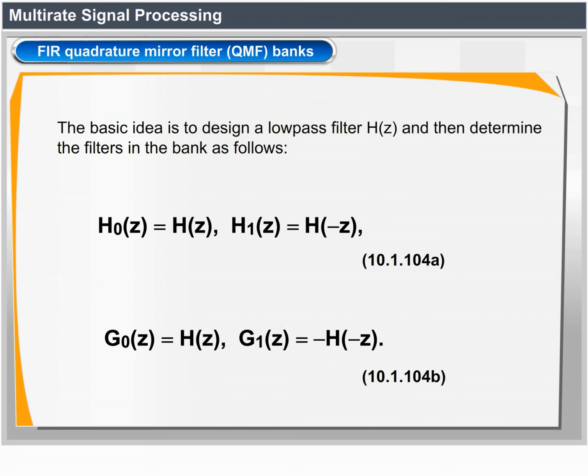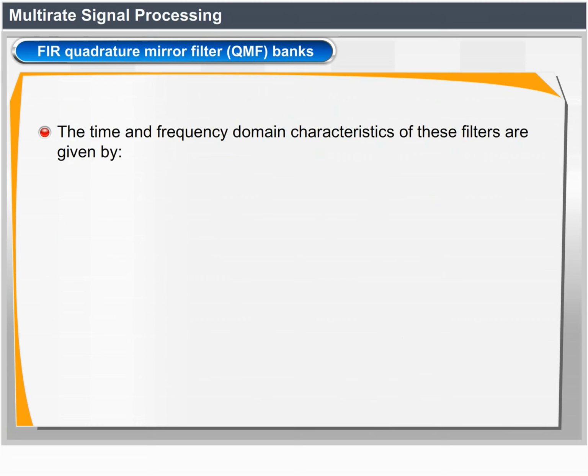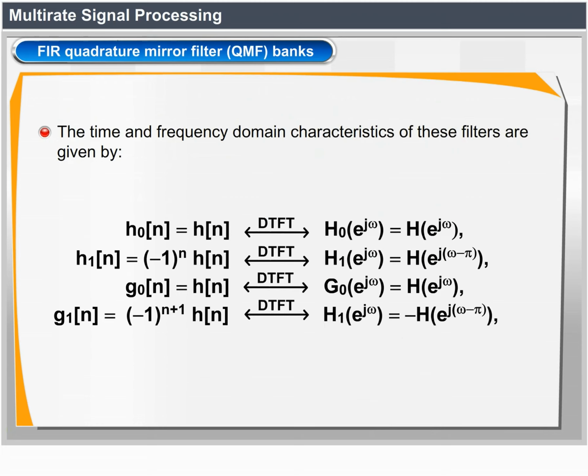The time and frequency domain characteristics of these filters are given by h0 of n equal to h of n, under DTFT h0 of e^(jω) equal to h of e^(jω); h1 of n equal to (-1)^n h of n, under DTFT h1 of e^(jω) equal to h of e^(j(ω-π)); g0 of n equal to h of n, under DTFT g0 of e^(jω) equal to h of e^(jω); g1 of n equal to (-1)^(n+1) h of n, under DTFT g1 of e^(jω) equal to minus h of e^(j(ω-π)), where clearly h of e^(j(ω-π)) is a high pass filter.